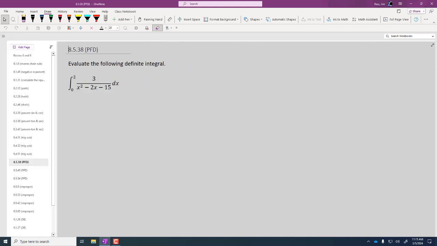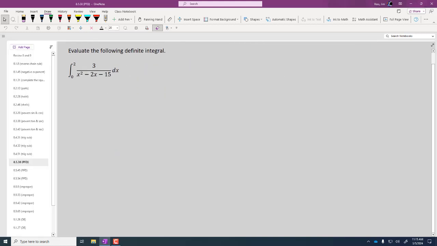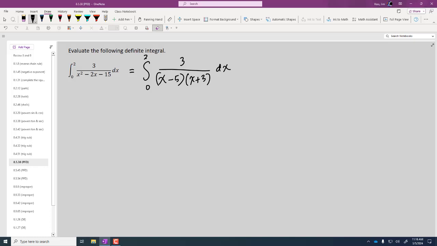PFD. Again, I will tell you on the test so that you're not spinning wheels trying to decide whether you should use PFD or trig sub or something. The concept behind PFD is that you can factor the trinomial in the denominator. If you have a trinomial that you can't factor, we completed the square. If you have a polynomial that you can factor, then we factor it. And this one will factor into x minus 5 times x plus 3.